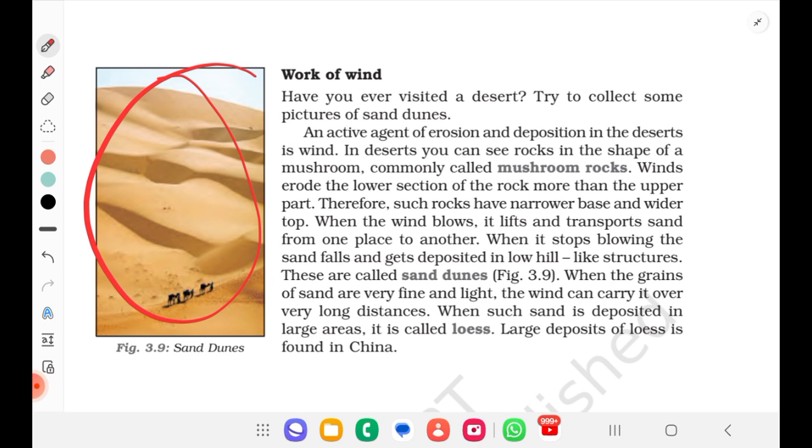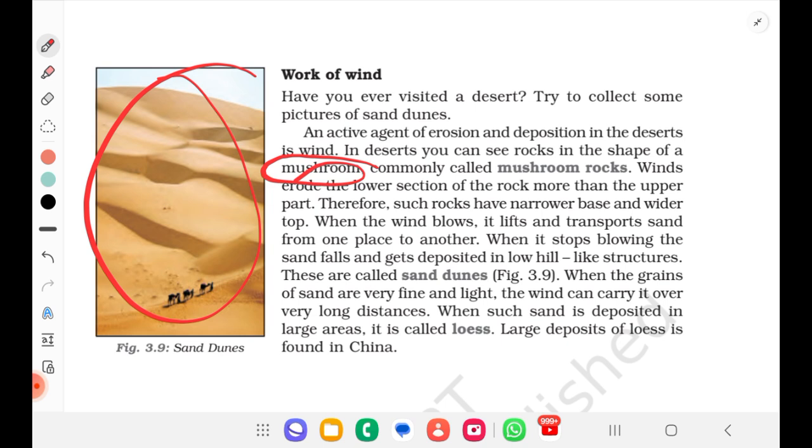So, in deserts, you can see rocks in the shape of a mushroom, commonly called mushroom rock. Winds erode the lower section of the rock more than the upper part. Therefore, such rocks have a narrow base and a wider top.